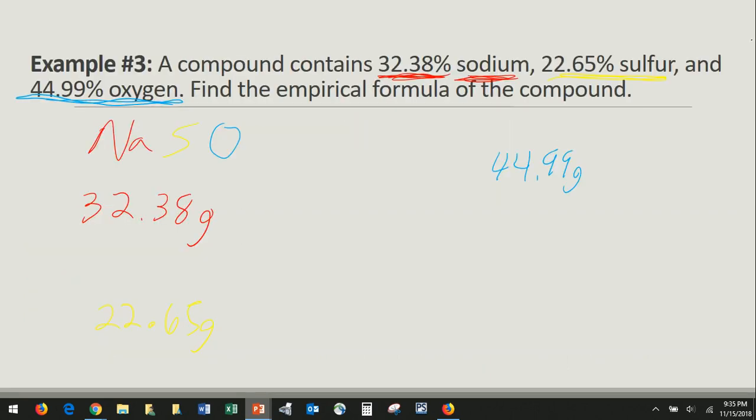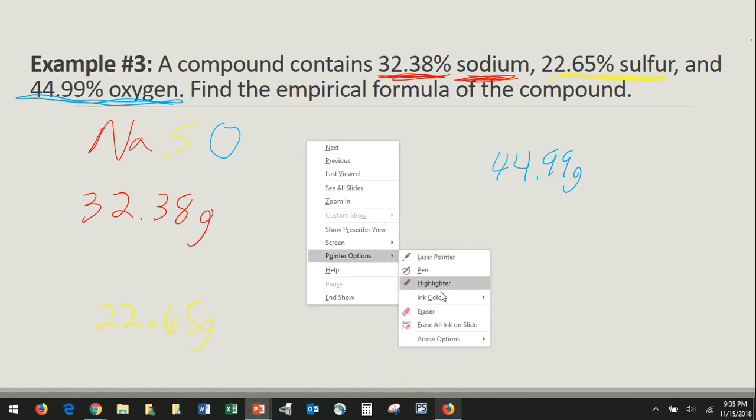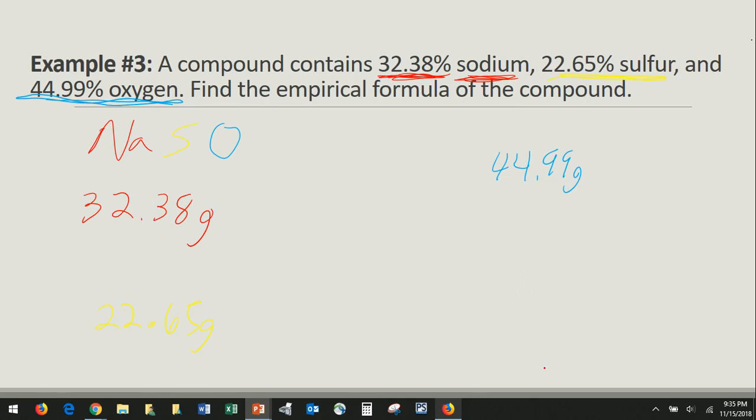All right. And then the next step is we go from mass to moles. So we have all these masses and we got to turn them into moles. So starting with the sodium, we're going to turn 32.38 grams into moles. So to turn grams to moles, this unit has been all about this. You're going to go to the periodic table and you'll see that sodium is 23.